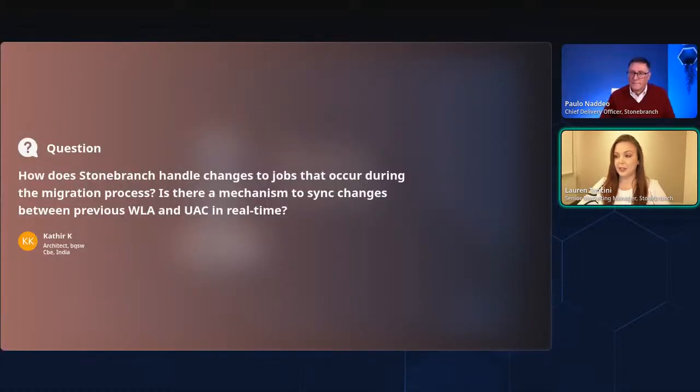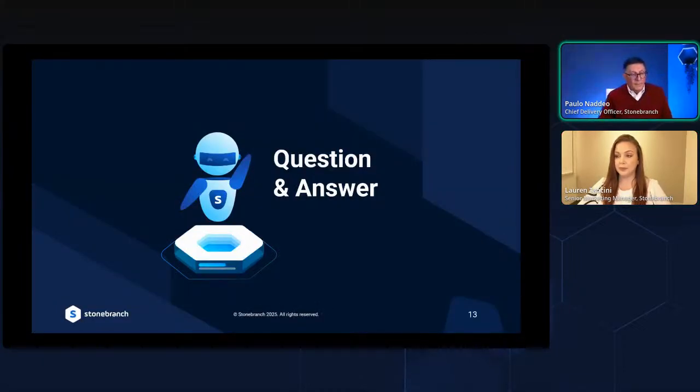All right. Next question. How does Stonebranch handle changes to jobs that occurred during the migration process, in automation and UAC in real time? Very good question. So it depends on several factors, right? The first thing that we ask the customer is the rate of change that happens in their workloads. If changes are not that significant compared to the timeline of the project, those changes are managed manually.